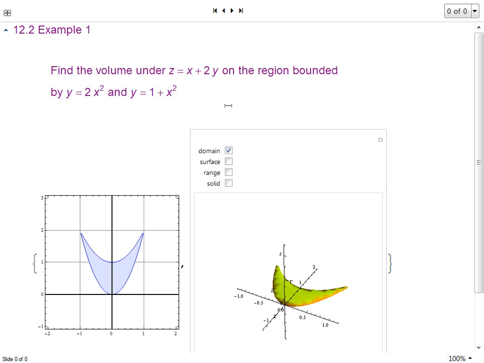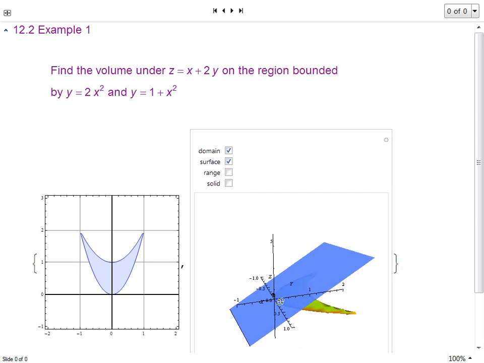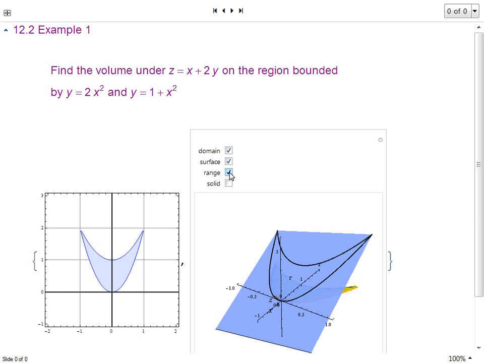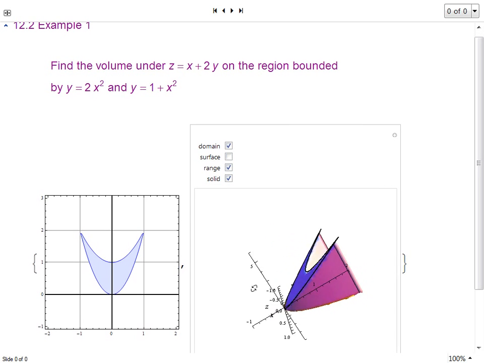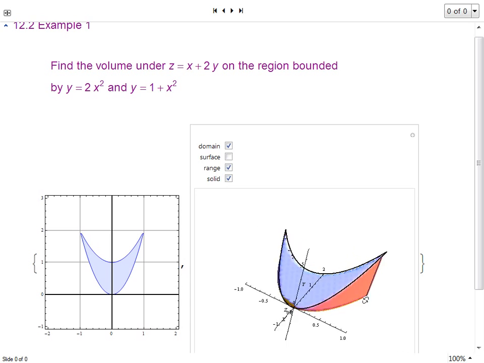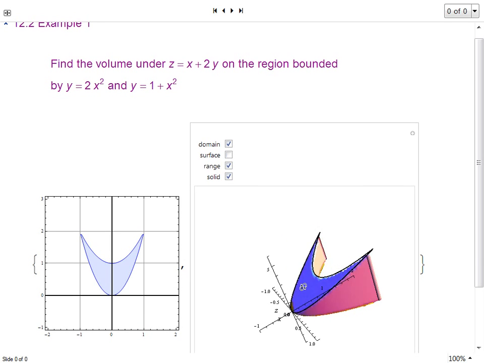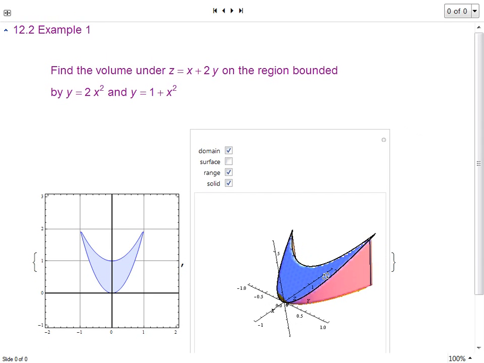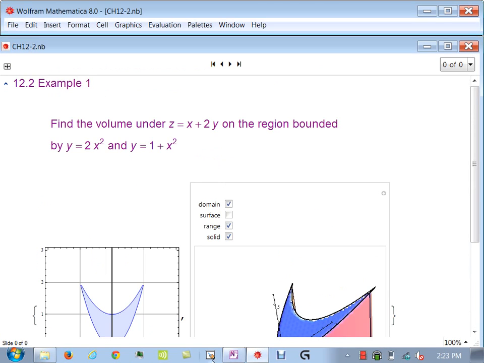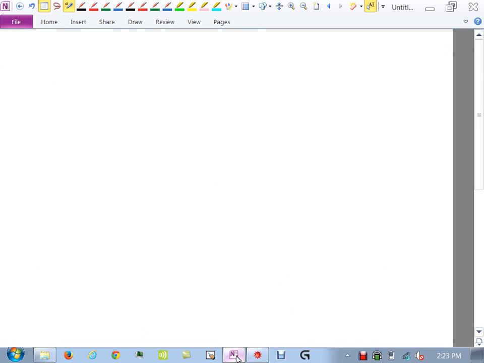Take that region, lay it down on the ground. There it is. Plug all those points into, well, there's your surface. Plug all those points into your surface. You get this little thing here, and then the solid underneath it is there. So we're trying to find the volume of this thing right here. Okay, let's actually do the work now. I'm going to work it like I don't know anything about the pictures. This will probably be our last example.